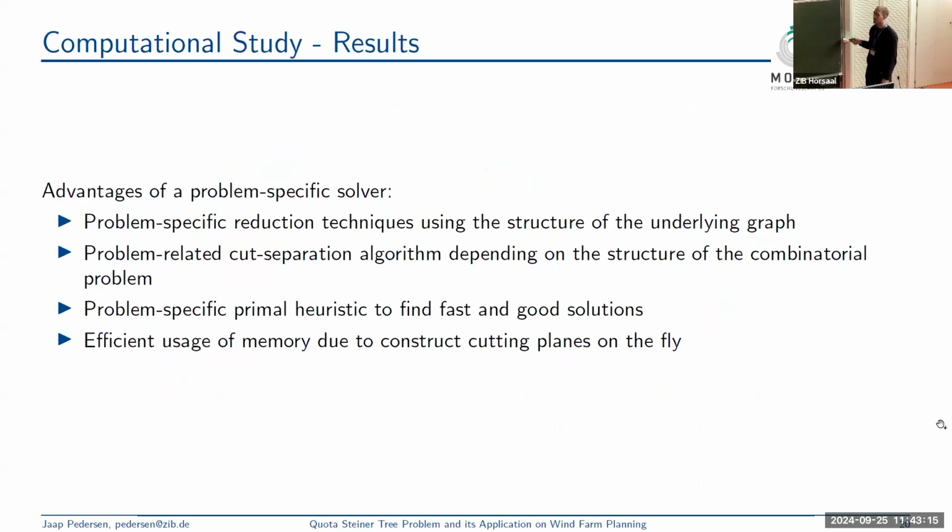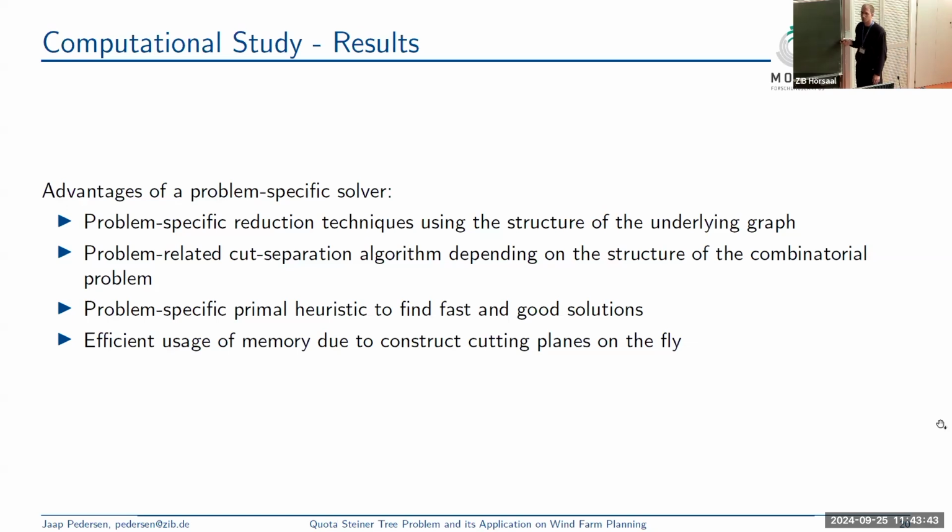Okay, so this is why I want to show you the advantages of a problem-specific solver. First, the problem-specific solver can use specific reduction techniques using the structure of the underlying graph. It's very hard to do for a general solver, which doesn't know the problem. Then you have a problem-related cut separation algorithm, depending also on the structure of the combinatorial problem.